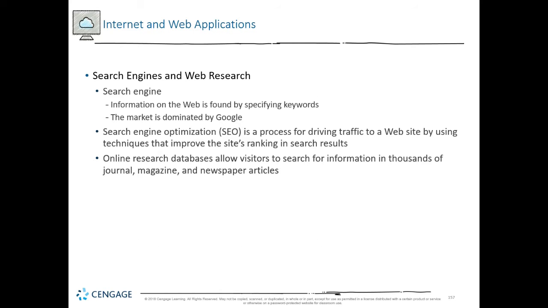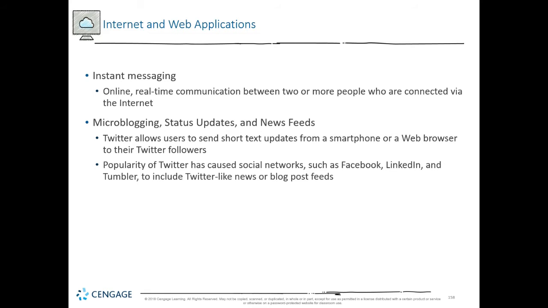Internet and web applications. Search engines and web research. Search engines, information on the web is found by searching keywords, and the market is dominated by Google. Search engine optimization, SEO, is a process for driving traffic to a website by using techniques that improve the site's ranking in results. Online research databases allow visitors to search for information in thousands of journals, magazines, newspapers, and articles.